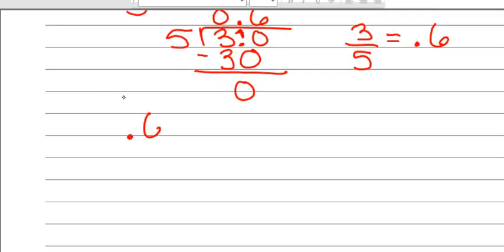So I want to know, is 0.6 less than or greater than 0.35? Or is 60 cents bigger or smaller than 35 cents? Well, of course, it's greater than. So we just put the greater than in there, and we're done.